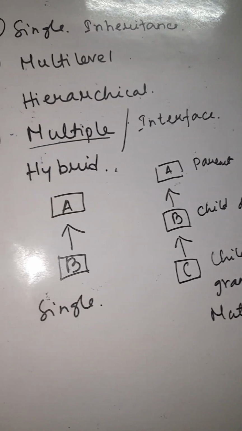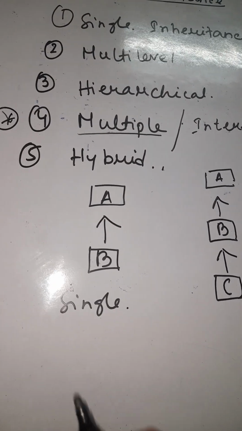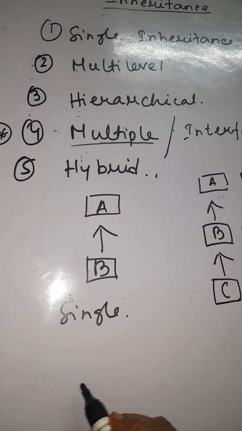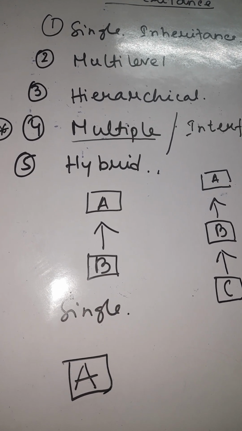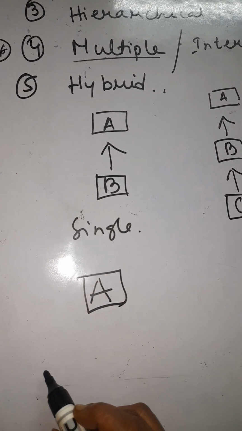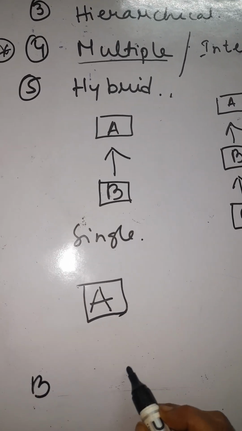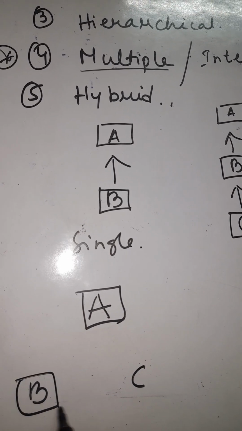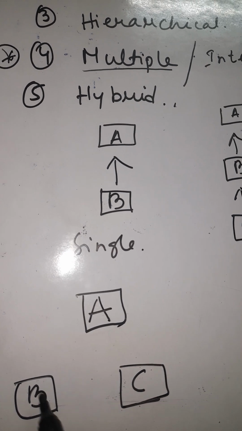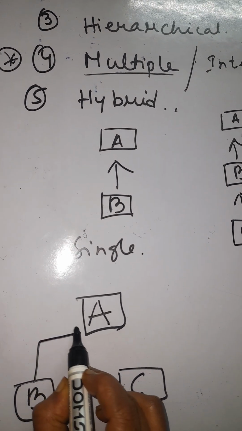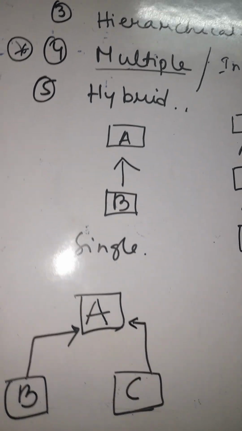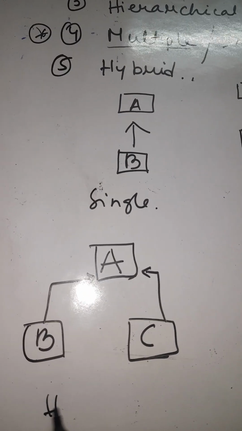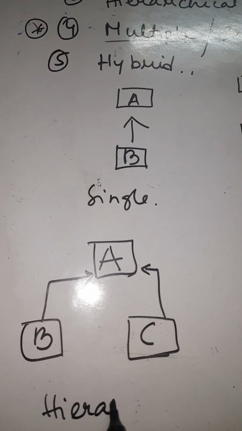Okay. Now the next one is hierarchical. What is hierarchical? That one is one base class, the super class, and then two more classes, B and C. B and C are child classes, so B will inherit from class A, and C also inherits from class A. So this is known as hierarchical. Clear?